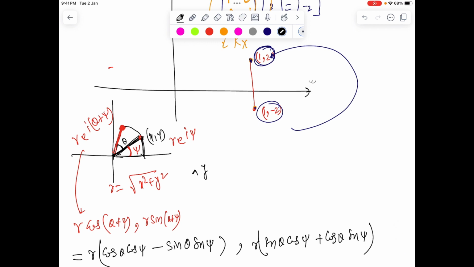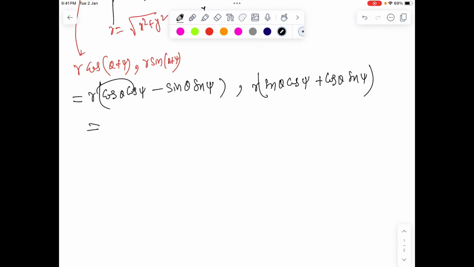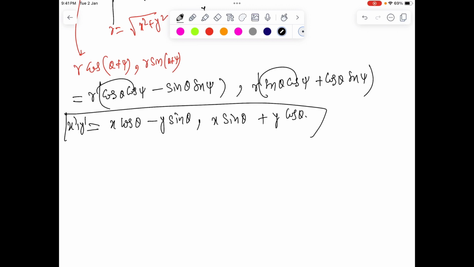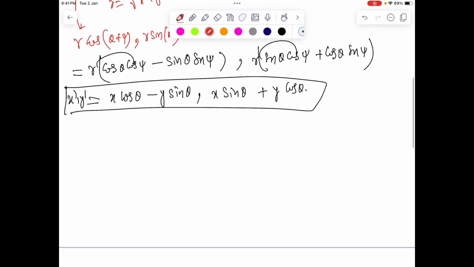And now you can clearly see x is nothing but r cos psi and y is r sin psi. So r cos psi we can write as x, so that becomes x cos theta, minus r sin psi is y, so y sin theta, and we have r cos psi is x, so x sin theta, plus y cos theta. So you can see the final (x', y') after rotation through an angle theta comes in this form.